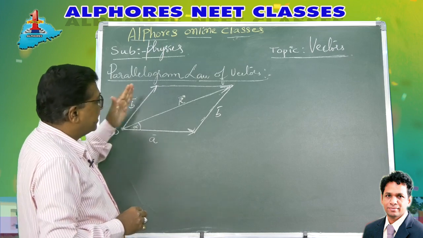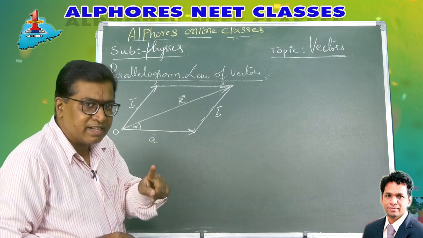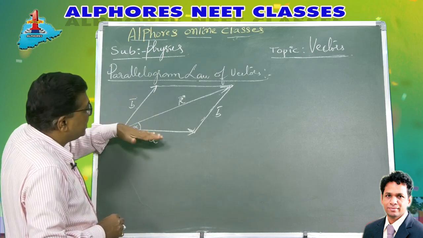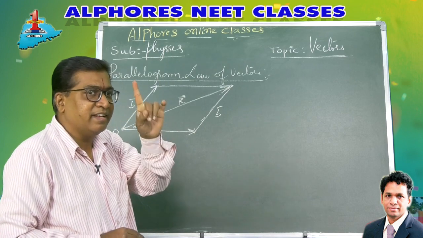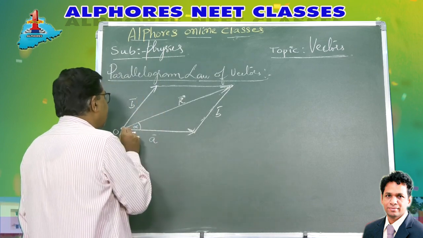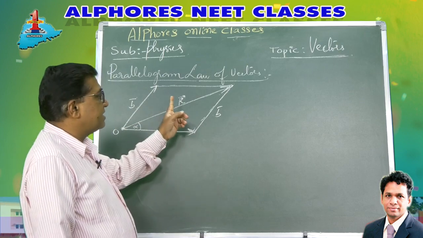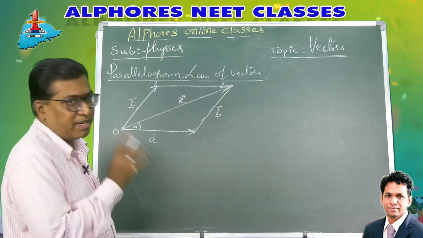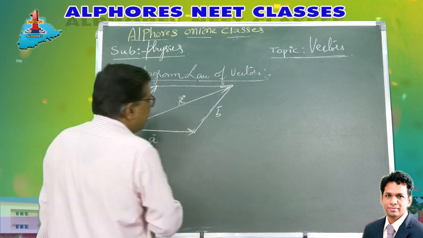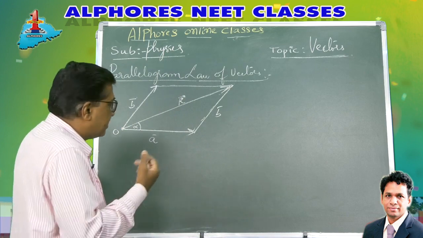So if two co-initial similar vectors are represented as two adjacent sides of a parallelogram in magnitude and direction, then the resultant, the diagonal passing through the point of intersection of the vectors, represents the resultant vector in magnitude and direction. In magnitude and direction. So this is the statement. Now let us find the resultant magnitude. Now how to find the resultant magnitude?